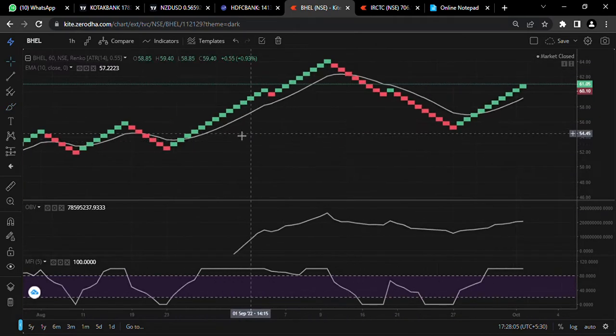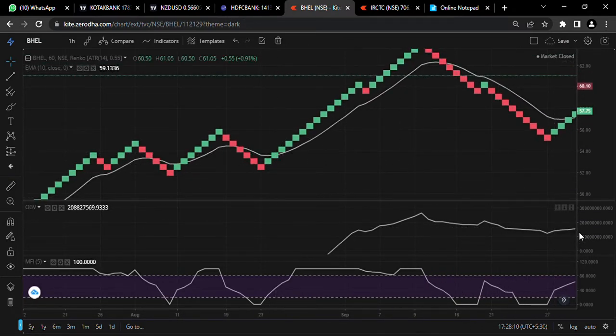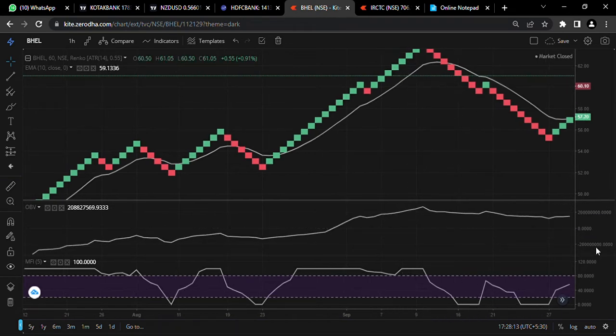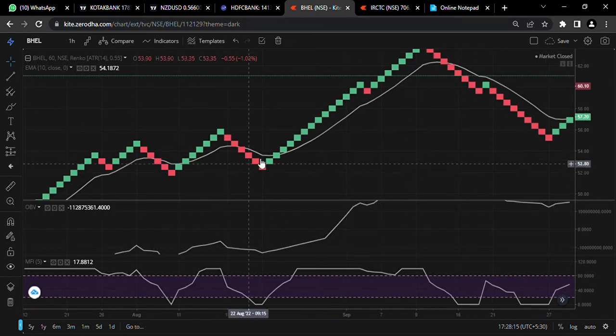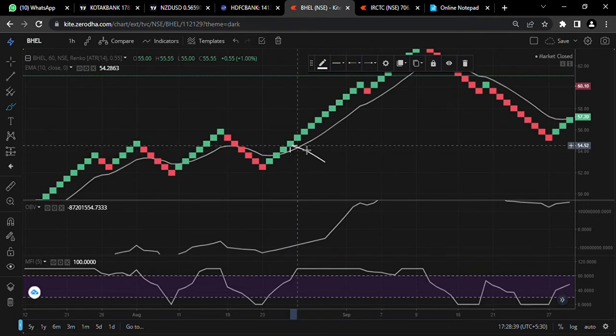we can see that it is crossing the 10 period EMA, and the on balance volume is also increasing, followed by the money flow index also increasing. So after, it will give you a breakout. Just wait for one brick to form, and as soon as the first brick is confirmed, you can take your entry at this point, and your stop loss will be here.